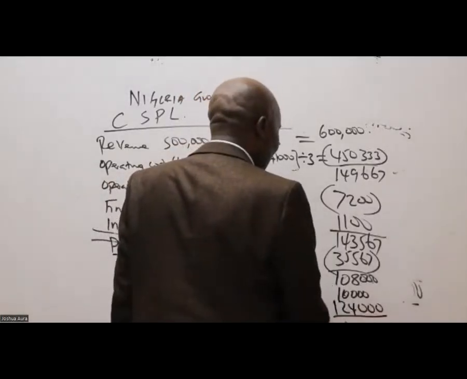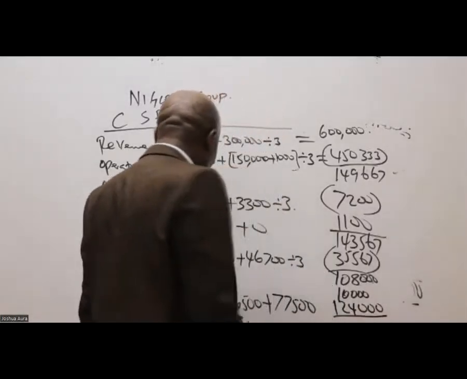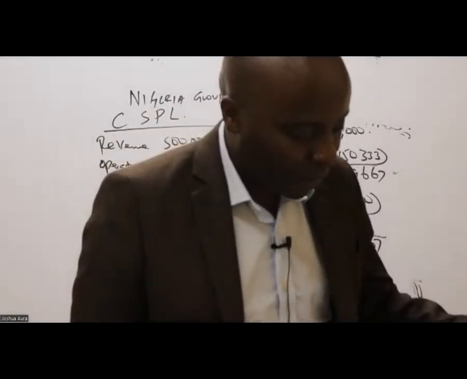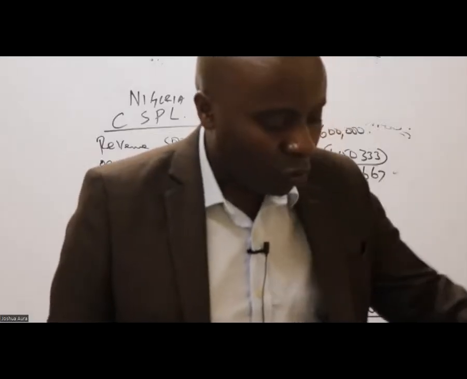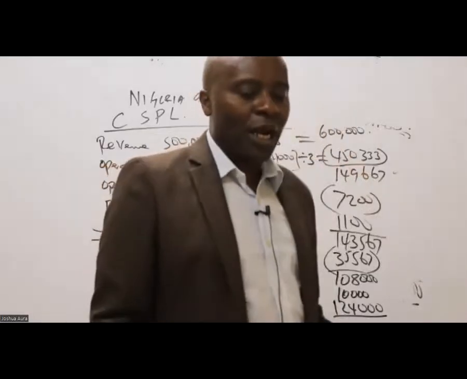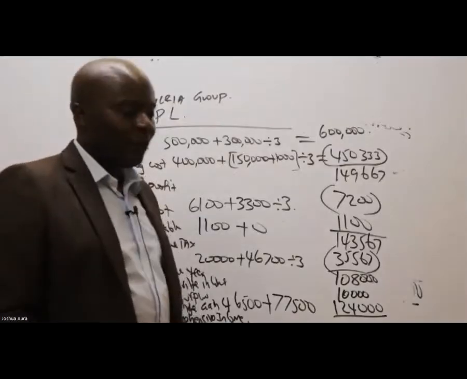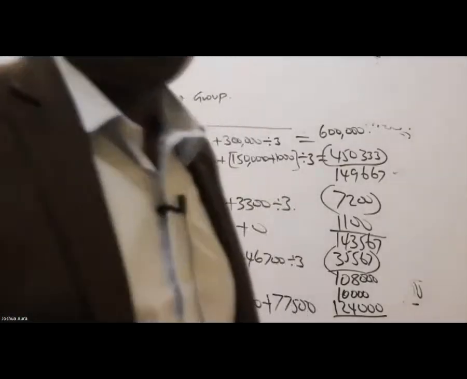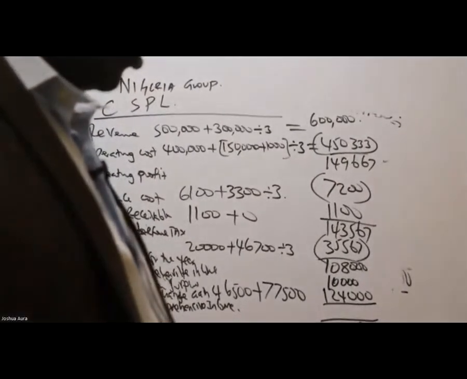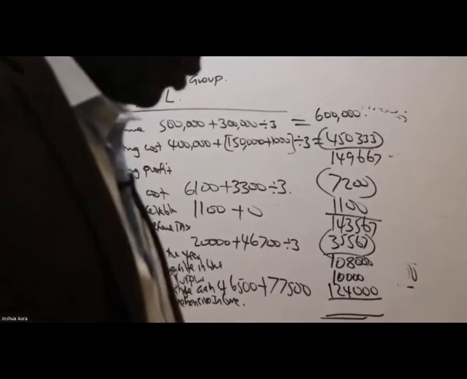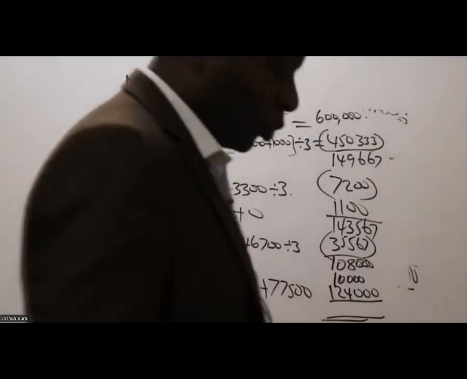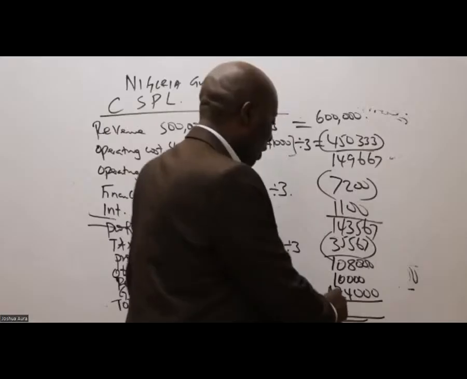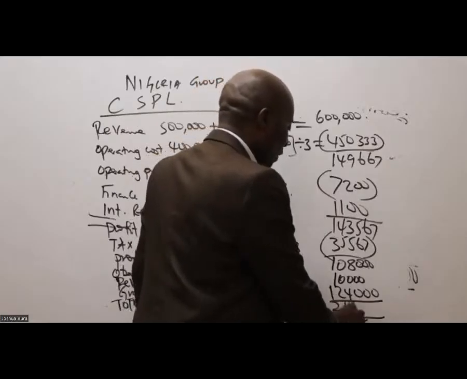So please come and add there to give us the total comprehensive income. How much does the total comprehensive income come to when you add? 242,000. That is the end of the thing.